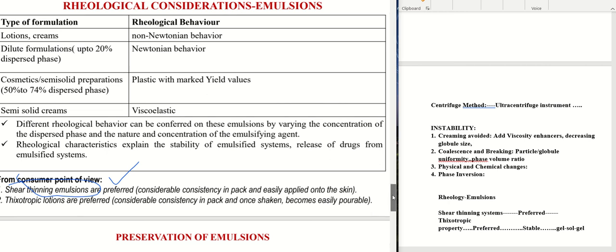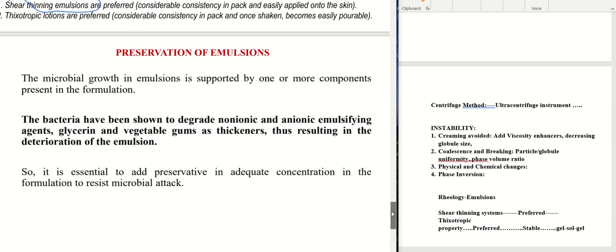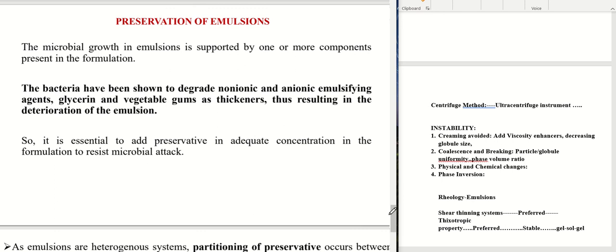The next one is preservation of an emulsion. Is it really important to preserve our emulsion? Yes, it is really important. Why?